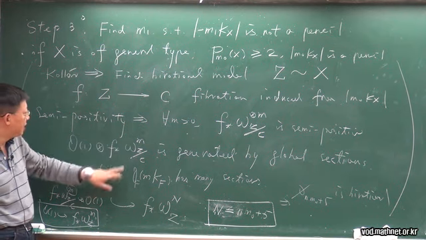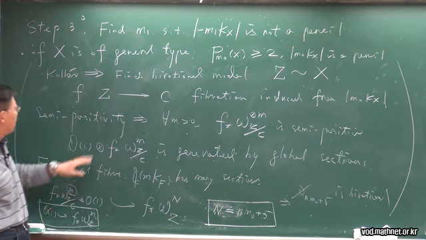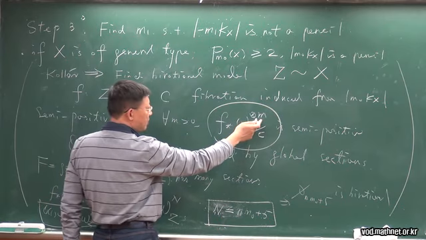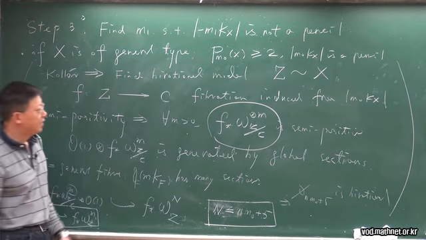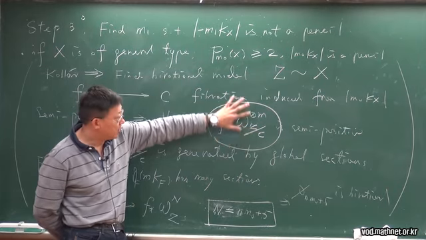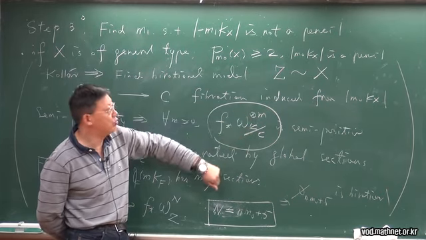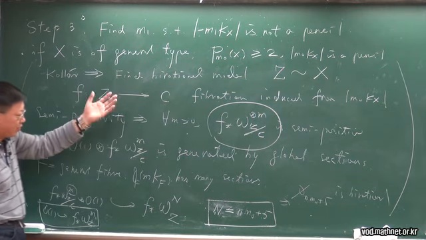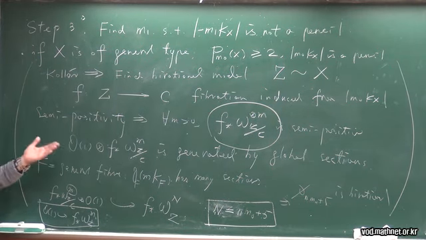So we need this. Here M is negative. In the Q-Fano case, M is negative, and it's not known whether this is positive or not. So this is what we don't know.